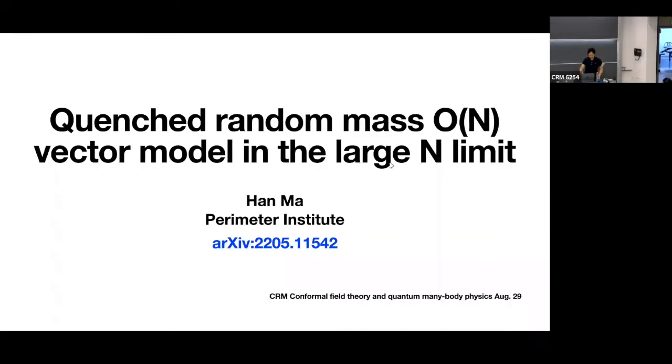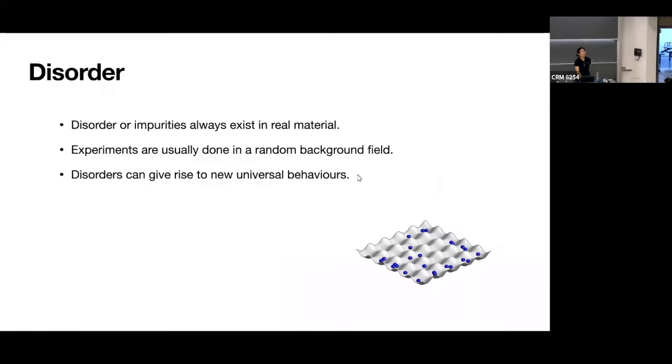So I'm going to talk about my recent work on the bosonic vector model with quenched random mass disorder in the large N limit. The work is in this paper on arXiv. Okay, so the topic is general: disorder.